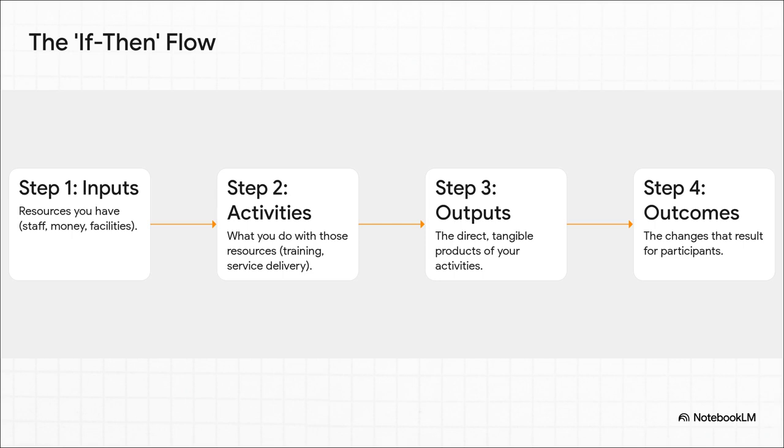If you have those inputs, then you can do your activities. That's the actual work, like conducting training sessions. If you do those activities, then you get outputs, which are the direct countable results, like the number of people who showed up. And finally, if you produce those outputs, then you achieve your outcomes. And this is the big one, the real meaningful change you wanted to see all along, like people learning new skills or changing their behavior. It's like a chain reaction.